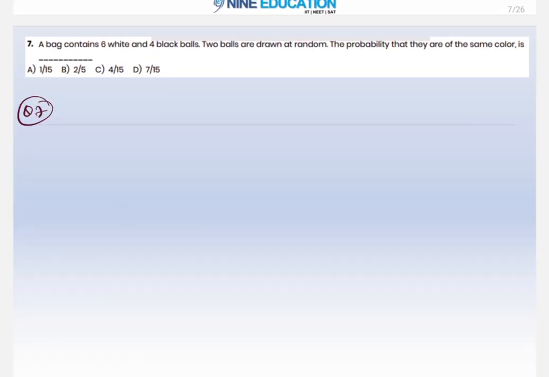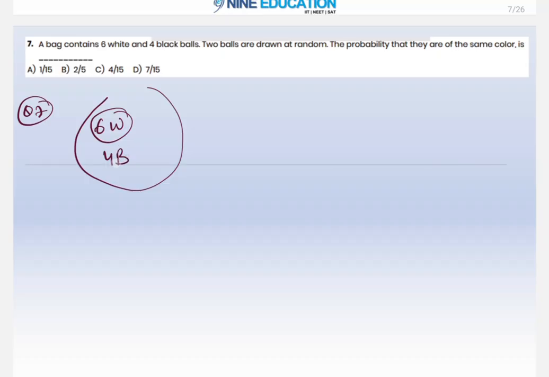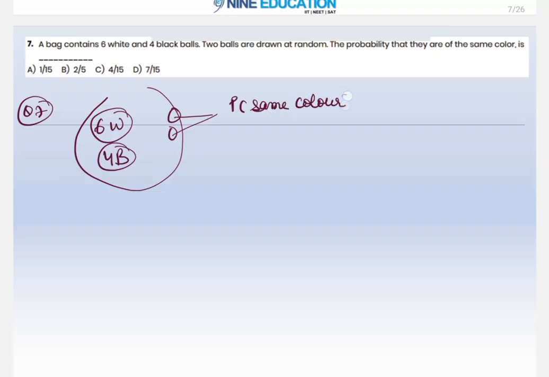Question 7. A bag contains 6 white balls and 4 black balls. 2 balls are drawn at random. So you pick 2 balls at random. The probability that they are of the same color is. So the probability that the balls are of the same color means the probability that both are black, or we can say both are white, right?